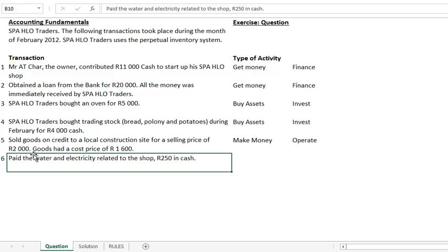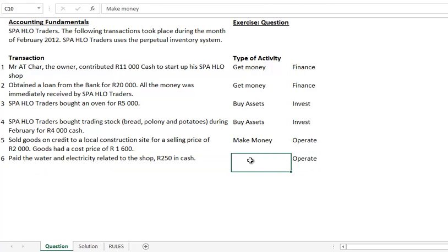The last transaction: paid the water and electricity related to the shop, 250 Rand in cash. This is also going to be an operating activity, even though we're not actually making money. It's just part of the process of making money. They had to pay the water and electricity to be able to operate the oven, to be able to sell the goods for 2,000 Rand to the customer.